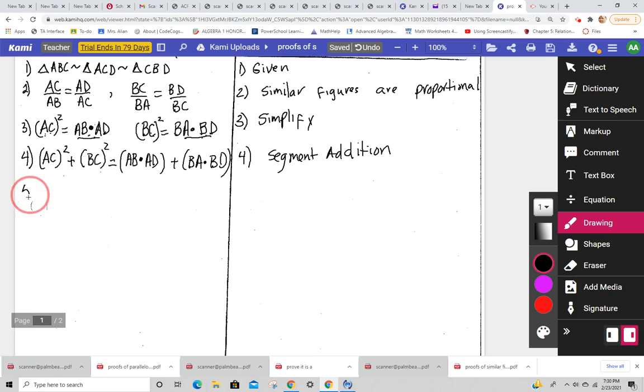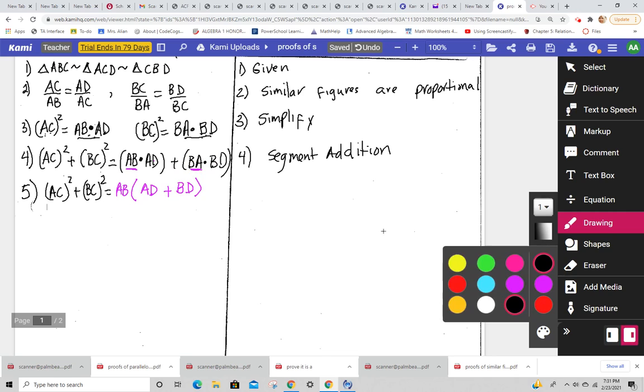Okay, I'm going to try to simplify what I have. So AC squared plus BC squared. I'm going to simplify this side. They both have the same factor, AB, so I'm going to factor out AB. When I factor out AB from here, I'm still left with AD. Plus, when I factor out BA from here, I'm still left with BD. So this is the distributive property.